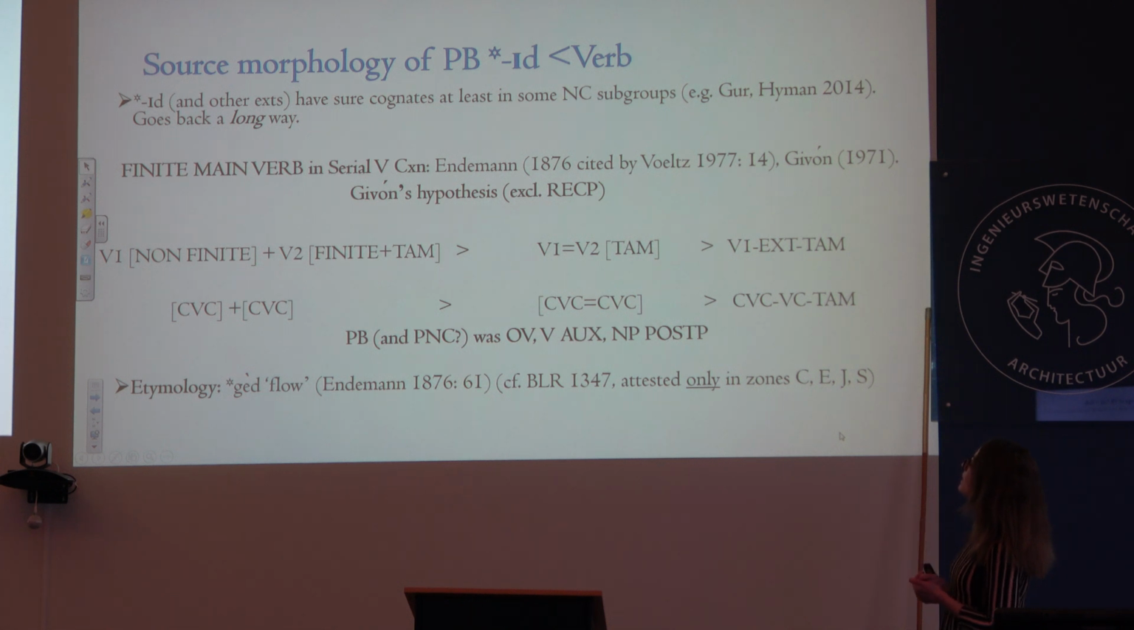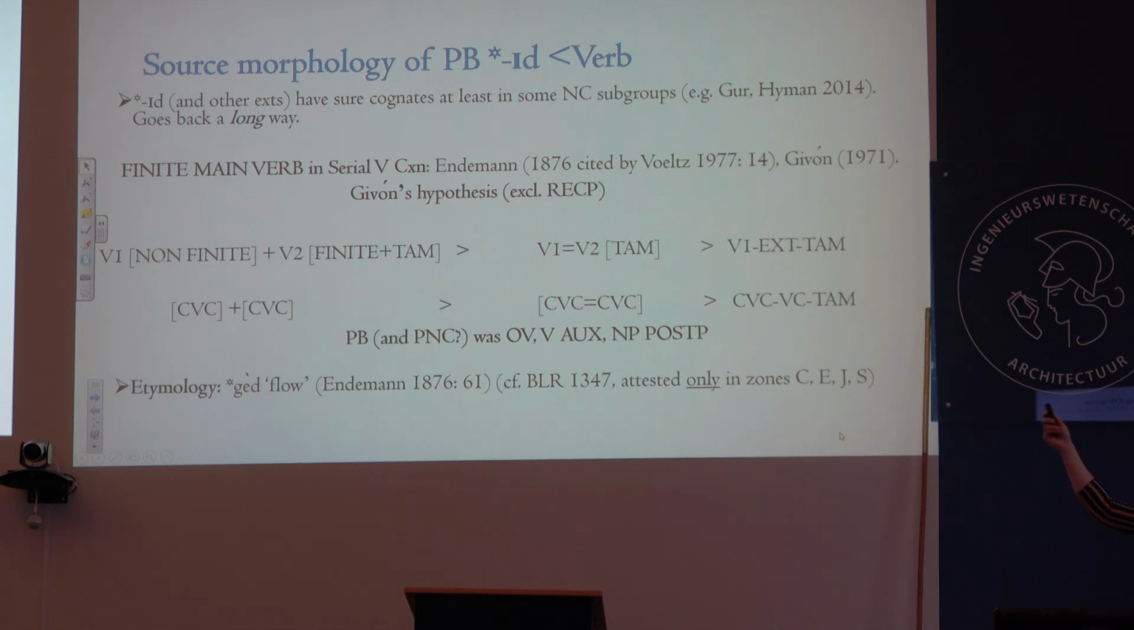So we know that these things have sure cognates, at least in some Niger-Congo subgroups, like Gur, for example. So the time gap is very big. They go back a long way. It is very unlikely that we find any source morphology that can be unmistakably proven to be the right one.